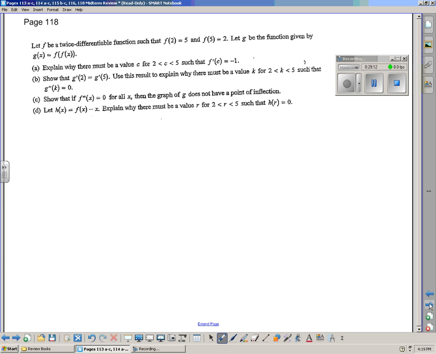All right, one more for this video. This one's a little different. It says, let f be a twice differentiable function such that f of 2 is 5 and f of 5 is 2. And it says, let g be the function defined by g of x as f of x. And then it says, explain why there must be a value c from 2 to 5, such that f prime of c is -1. Well, if we do a little baby sketch here, they told us f of 2 was 5.